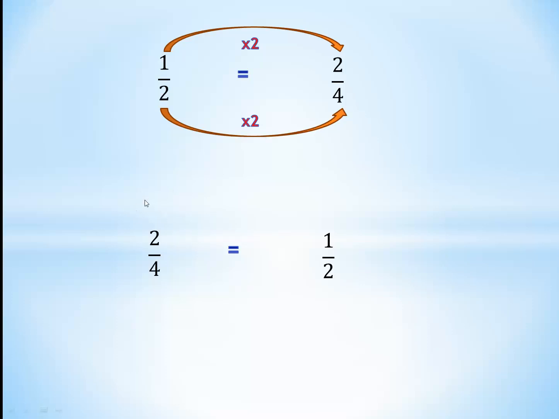Here the numerator decreased and the denominator decreased, so we are going to divide to simplify. 2 divided by what to be 1? Yes, 2 divided by 2. And we said that if we divide or multiply the numerator by a number, we must divide or multiply the denominator by the same number. So 4 divided by 2 equals 2.